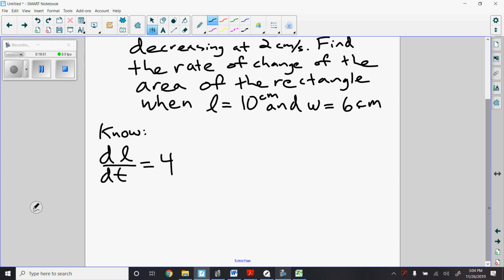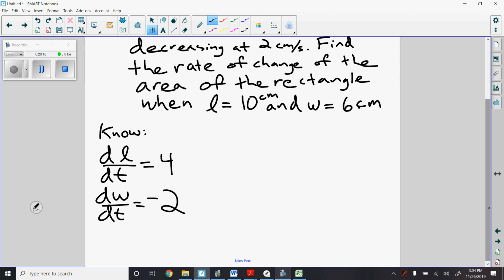Now the width is decreasing at a rate of 2 centimeters per second. So it's talking about the rate of change of width, so I'm going to use dW/dt. And the key here is that dW/dt equals negative 2. Okay? Very important to see the difference there.